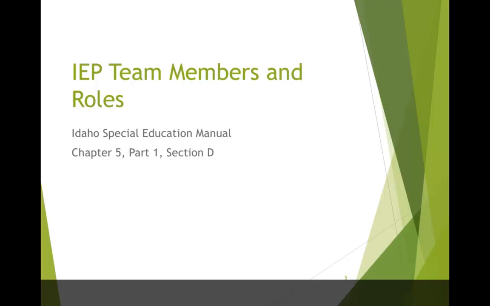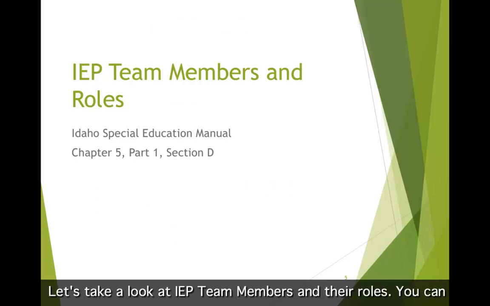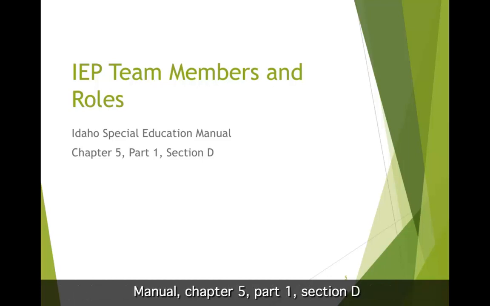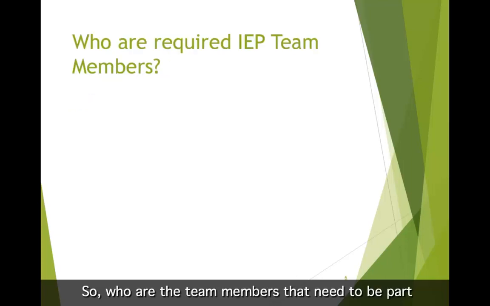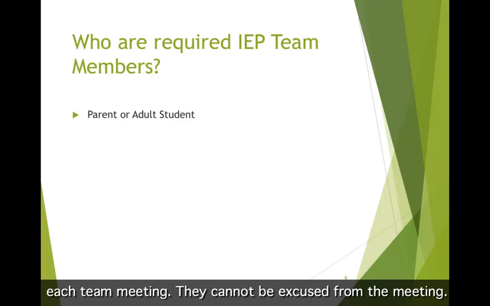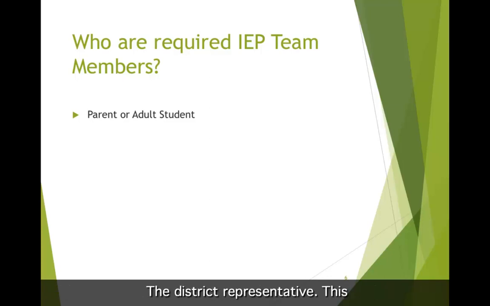Let's take a look at IEP team members and their roles. You can find this information in a table in the Idaho Special Education Manual, Chapter 5, Part 1, Section D. So, who are the team members that need to be part of the IEP team meeting? The parent or adult student must be part of each team meeting. They cannot be excused from the meeting.